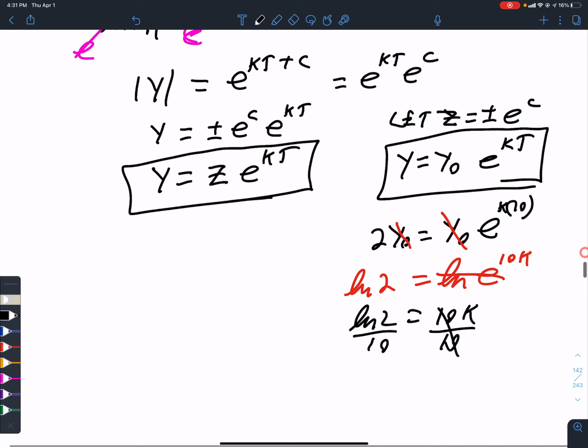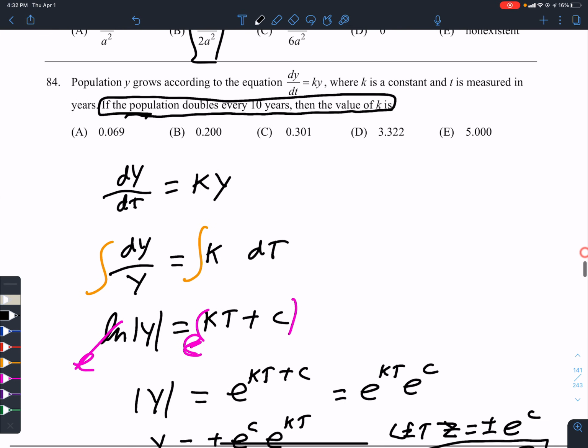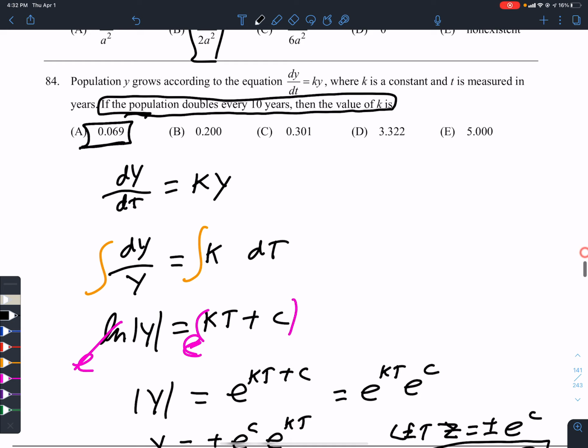Try it again. ln of 2 divided by 10. 0.0693. I just punched my calculator wrong. 0.0693. There's your answer, A.